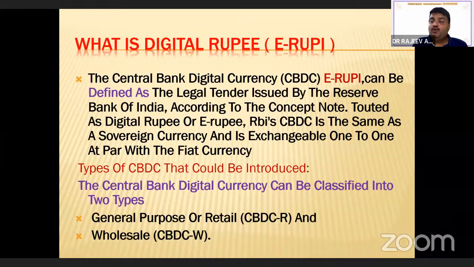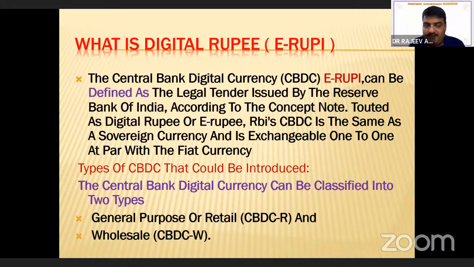Now, what is a digital e-rupee? Recently, the government of India has come up with the digital rupee that is called the e-rupee. It is only in digital form. So the e-rupee is defined as the legal tender issued by the Reserve Bank of India according to the concept note. Touted as digital rupee or e-rupees, RBI CBDC is the same as sovereign currency and is exchangeable one-to-one at par with the physical currency. So if I have to pay XYZ person 100 rupees, and each e-rupee is of 1 rupee value, if I transfer 100 e-rupees to XYZ person, he will get that 100 rupees, which is encashable immediately. That amount will directly go to the person's account.